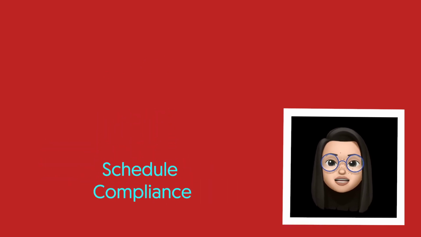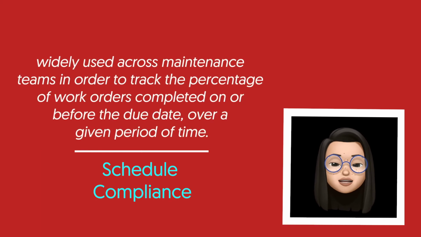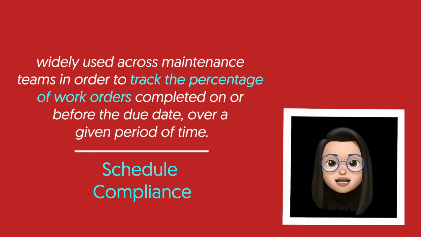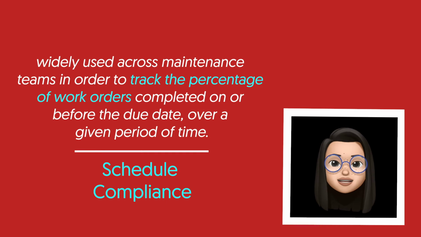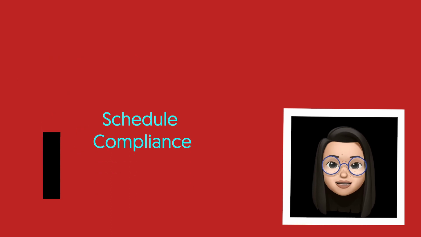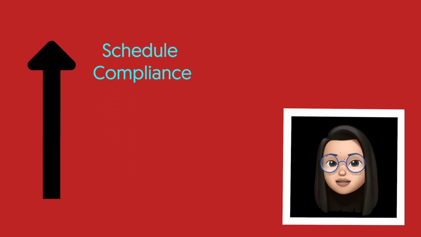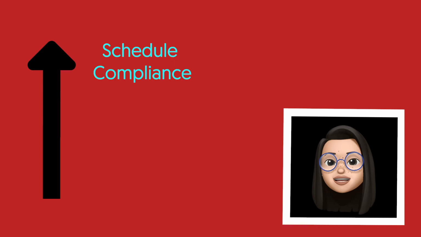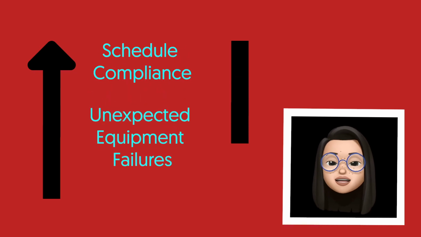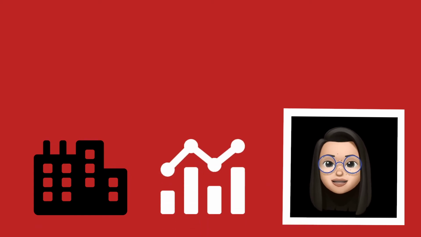Schedule compliance specifically is widely used across maintenance teams in order to track the percentage of work orders completed on or before the due date over a given period of time. In most cases, the higher your schedule compliance is, particularly for preventive maintenance activities, the lower your number of unexpected equipment failures. Every facility is different and deserves to track the metrics that matter the most to them.